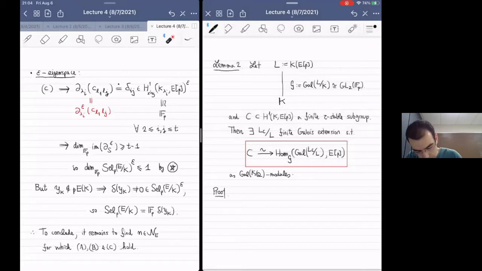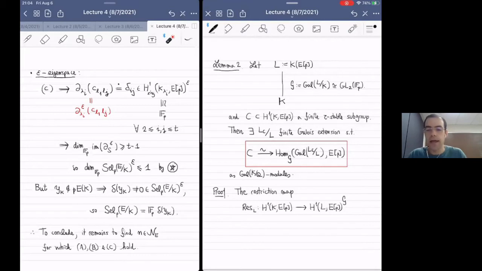Okay, so this just follows from the fact that the restriction map, to this L. Okay, so this restriction map goes from H1 of K, E[P], to this larger extension L. And it lands in the calligraphic G fixed part. But now in L, we have adjoined all the coordinates of the P torsion. So the absolute Galois group of L is obviously acting trivially on E[P]. So this just becomes G-equivariant Homs from the absolute Galois group to E[P].